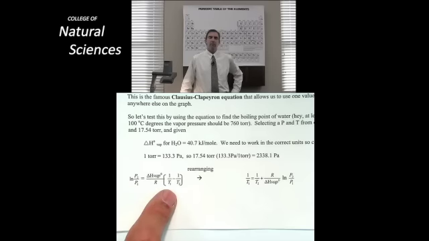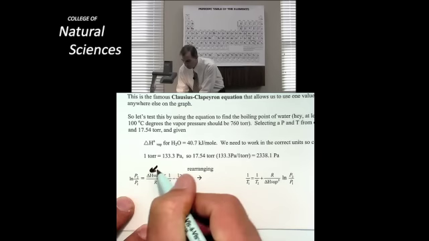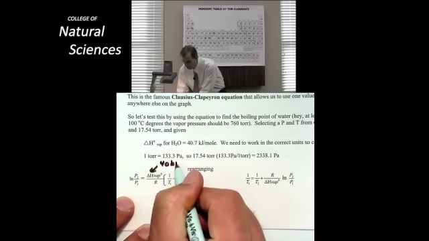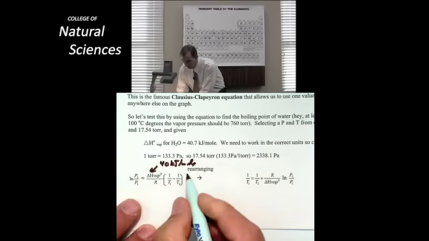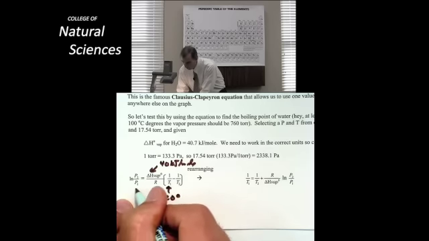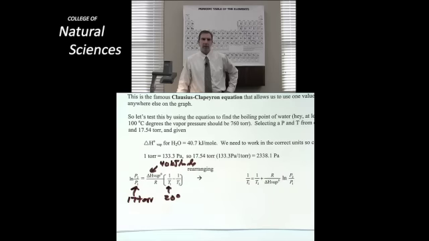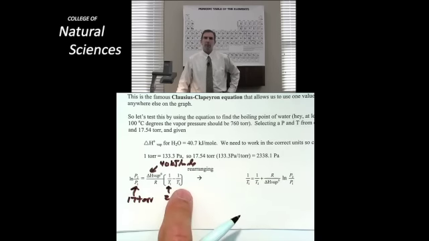How might I use it? Well, if I happen to know what the heat of vaporization is for water, I know it's about 40 kilojoules per mole. And I happen to know one temperature, for example. I know that water, for example, has a vapor pressure at about 20 degrees of 17 torr. I can, for any other temperature, predict a new vapor pressure.